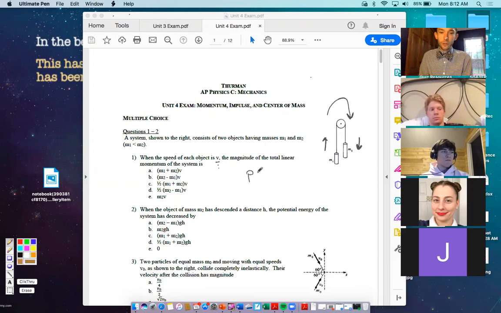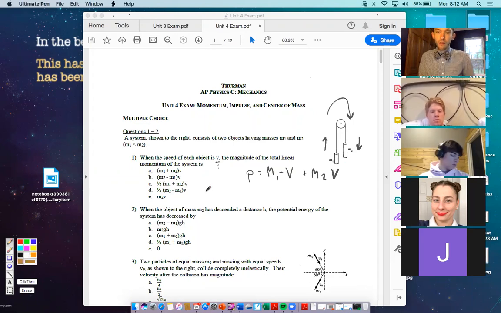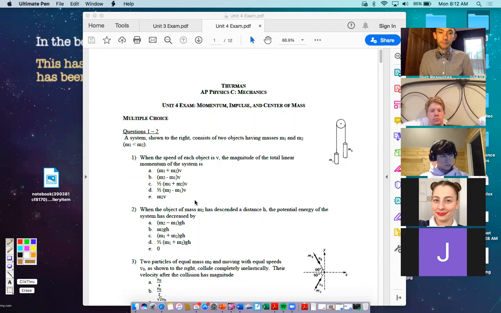So the total momentum is going to be m1 times negative v because it's going up, plus m2v. And so we can see that we factor out a v, and the answer you're going to get is B. So B is the correct answer. Any questions about that? Feel okay about that? Okay.